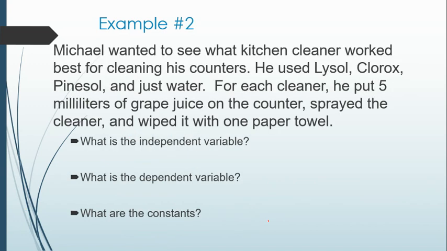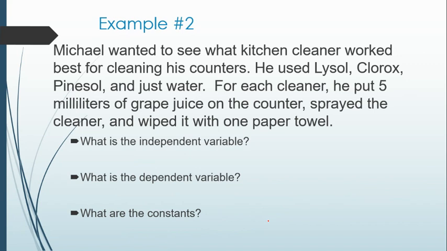Let's look at example number 2. It says Michael wanted to see what kitchen cleaner worked best for cleaning his counters. He used Lysol, Clorox, Pine Sol, and just water. For each cleaner, he put 5 milliliters of grape juice on the counter, sprayed the cleaner, and wiped it with 1 paper towel. So you have to ask yourself, what is the independent versus dependent variable, and what are some things that were kept the same? So again, try to pause this video, and when you're ready, unpause it, and we will go through the answers.